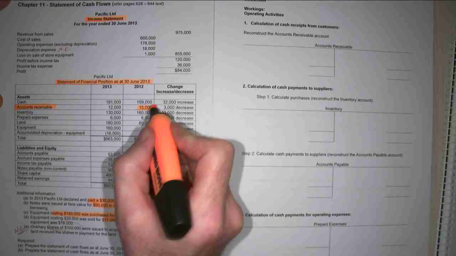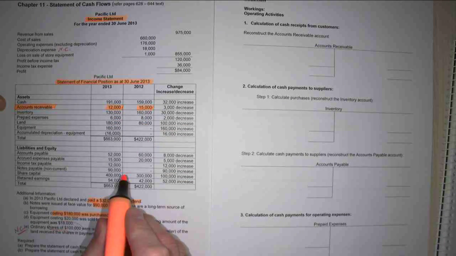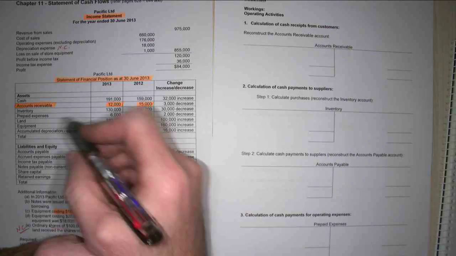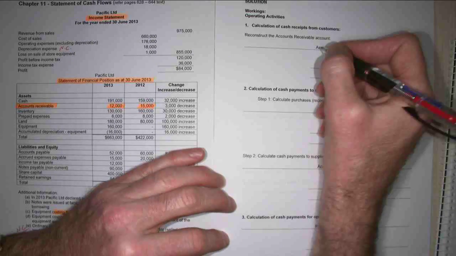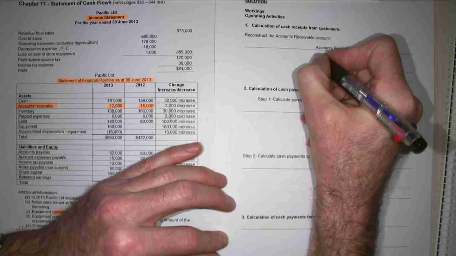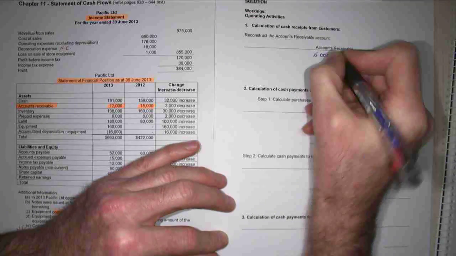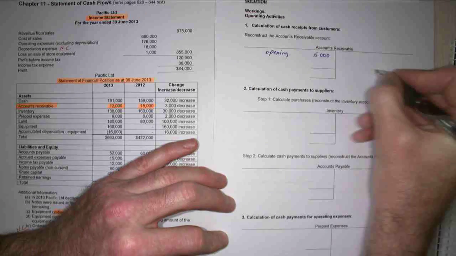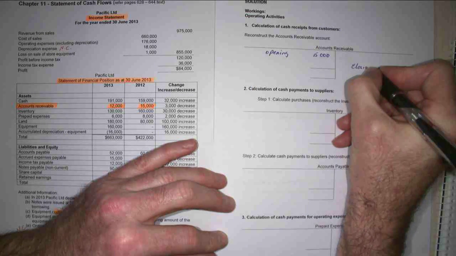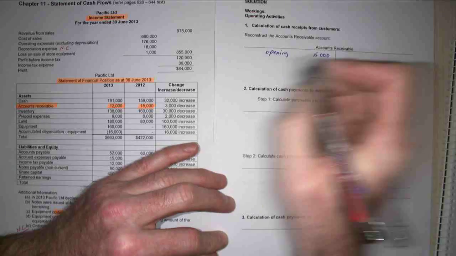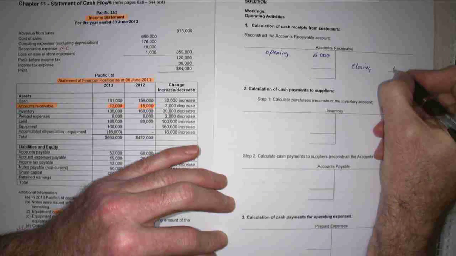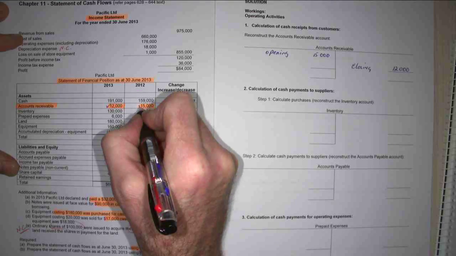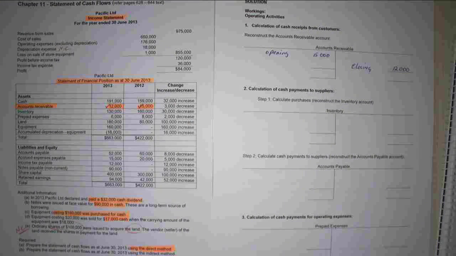Now my opening balance is $15,000 and my closing balance is $12,000. So I'm going to put that into my account straight away. Now I know it's an asset, so it's a debit balance, so my opening balance is $15,000. And I'm just going to put an opening there. And then I've got a closing as well, which was, what was it? $12,000.